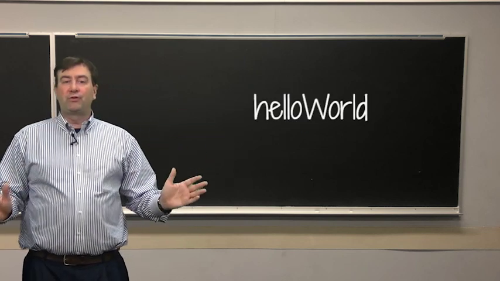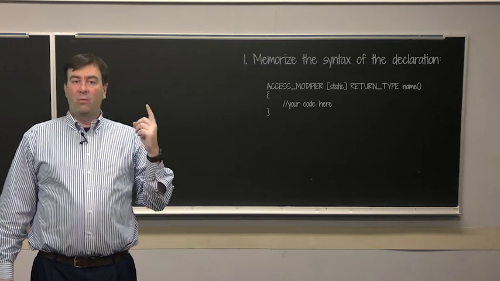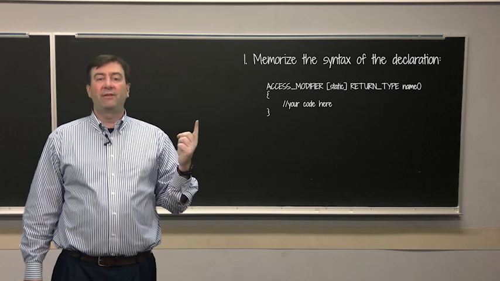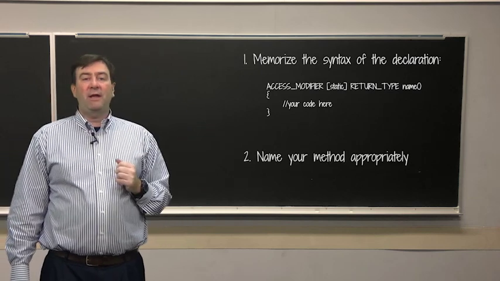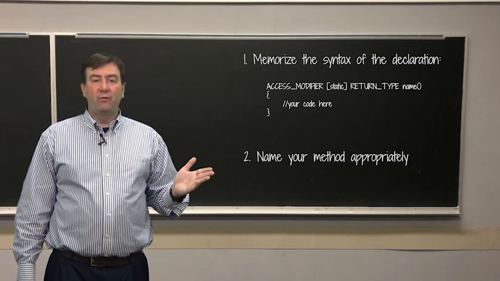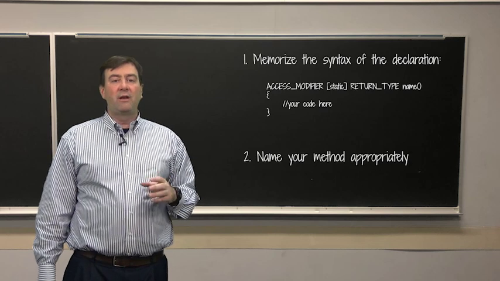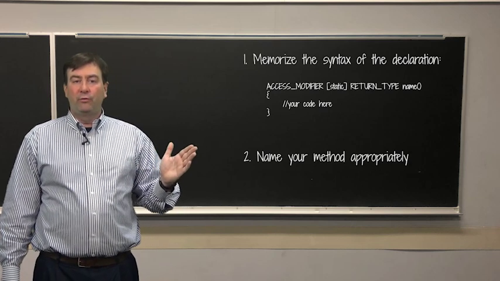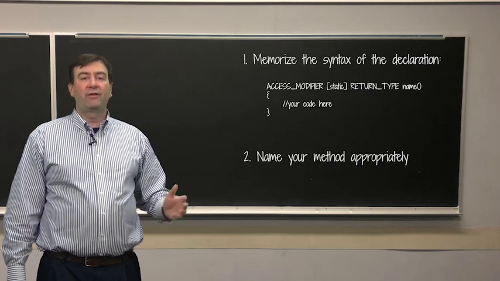So there's only two things we need to do to create methods on your own. Memorize the syntax of the method declaration and be able to name your methods. On the next page, we'll practice naming a few methods. You'll need to get all of these questions correct before moving on, so make sure you know those rules. Review the rules for naming the method and then press Continue.